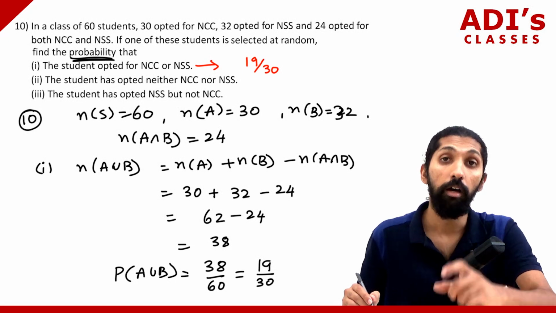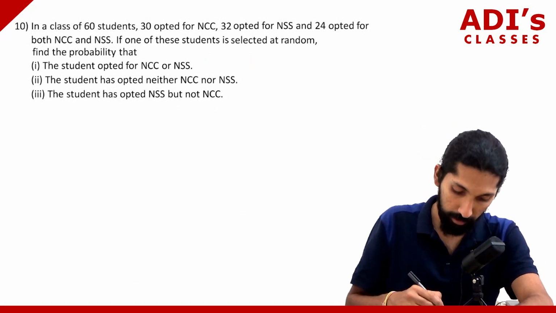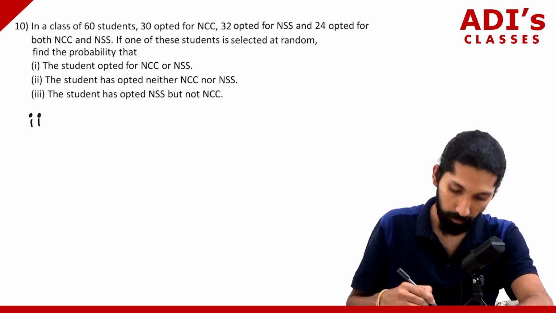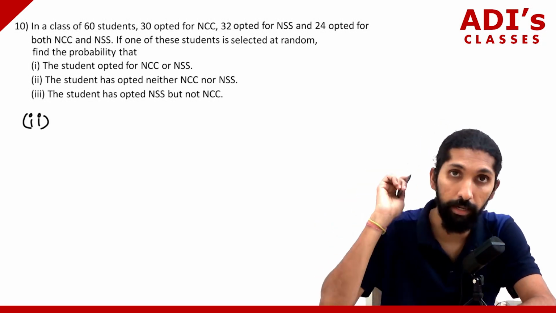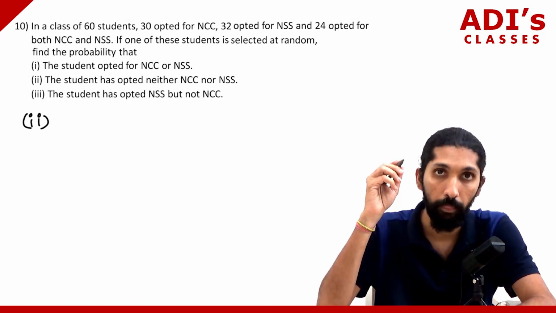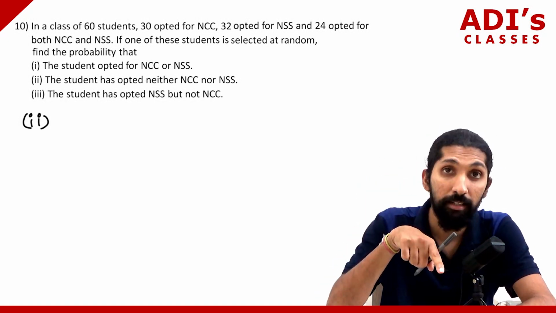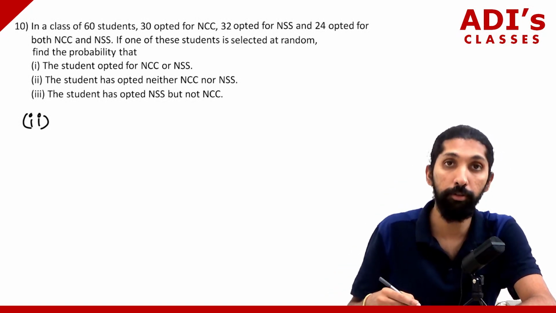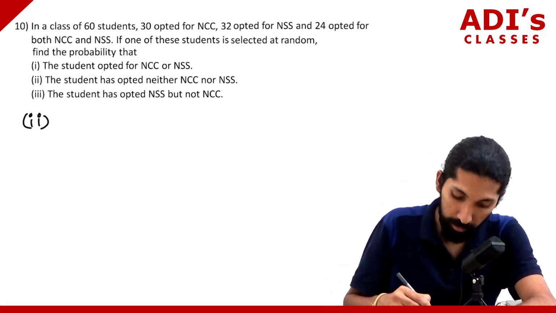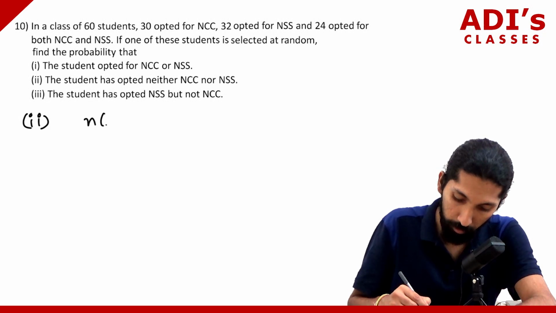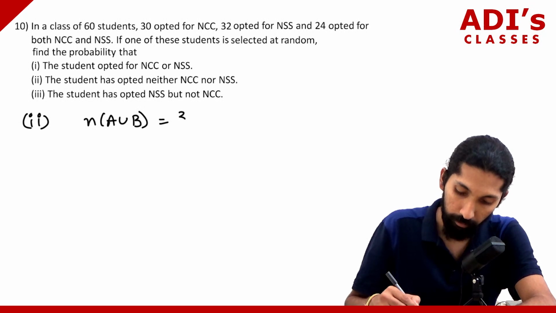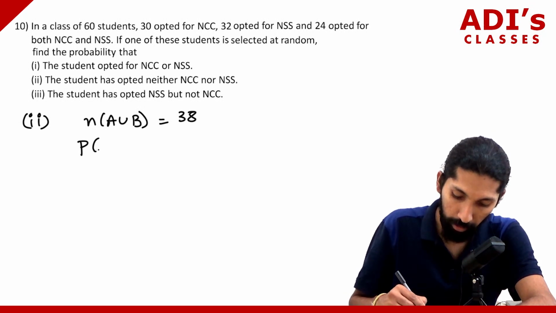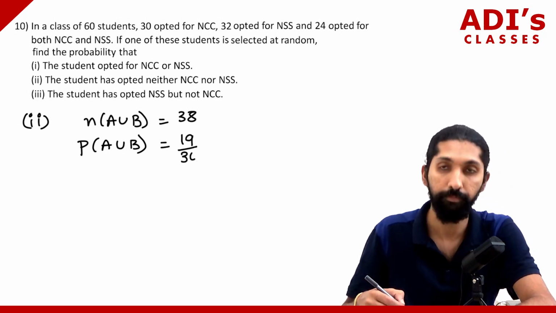Fair enough? Let's do the next one. For the second one, how many students opted for either, 38, correct? Because just now we did it. So how many of them are neither? So n of A union B is going to be 38, or probability of A union B, how much did we get? 19 out of 30, correct?